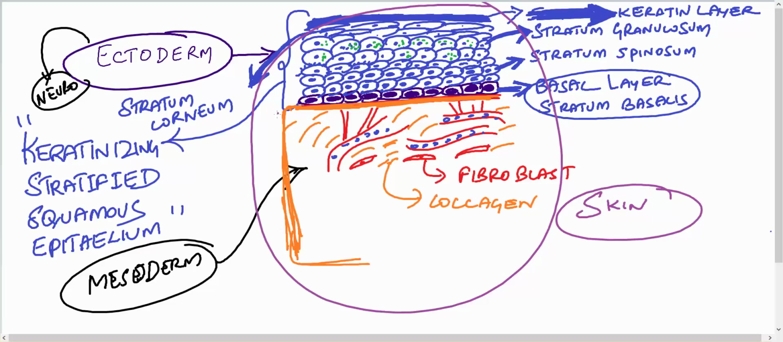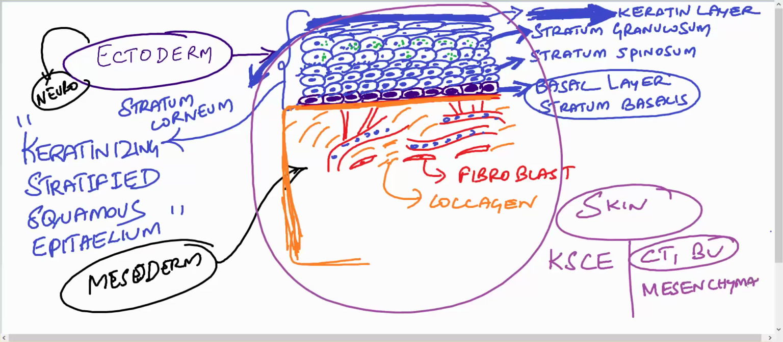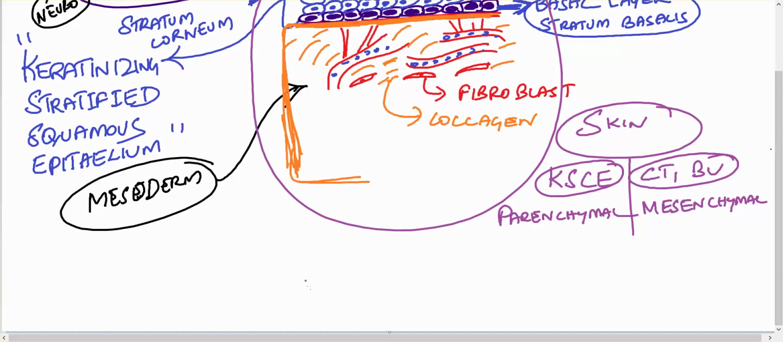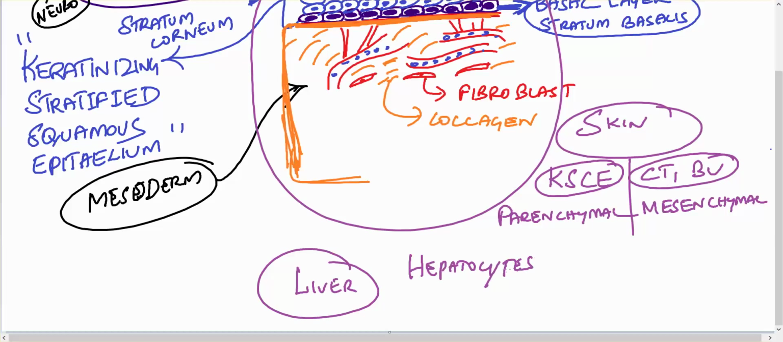Understand? So the main cellular part of the skin, the keratinizing stratified squamous epithelium, comes from the ectoderm, and the supporting structures, the connective tissue and blood vessels, all come from the mesoderm. The supporting structures are called mesenchymal structures. This main epithelium is called parenchymal. In any tissue, for example if you take the liver, the liver contains hepatocytes, the main cells. So this is called parenchymal.